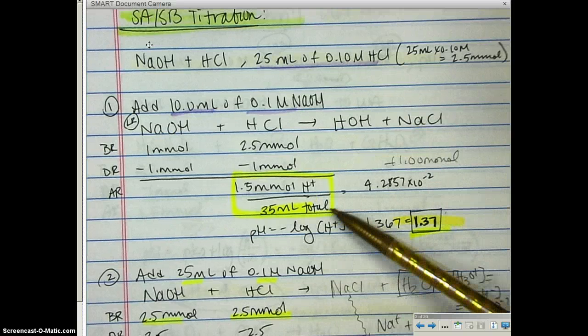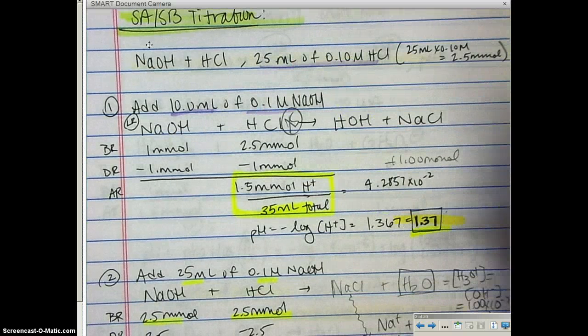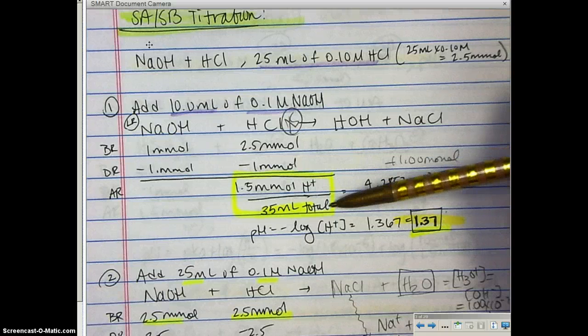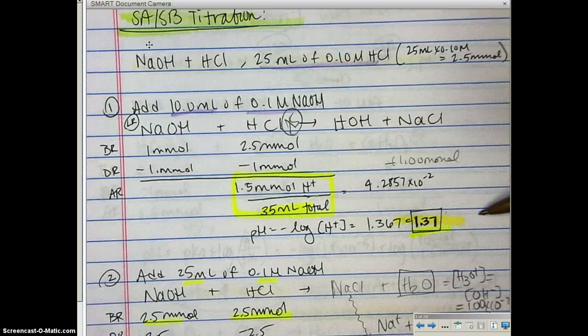You also have leftover excess hydrochloric acid. So if you have that left over, you take your millimoles of that. Don't forget that you need to divide by the total milliliters before you can get the actual amount in terms of molarity that you will then plug into your log function to get a pH of 1.37.